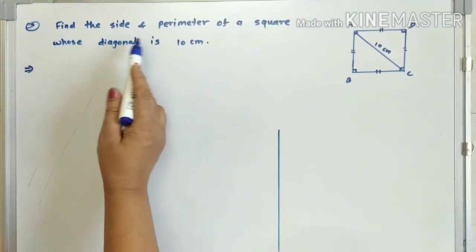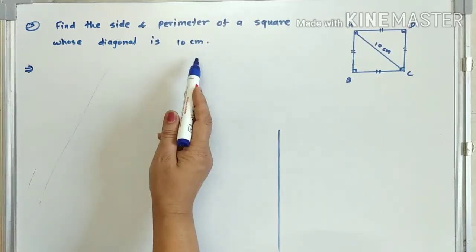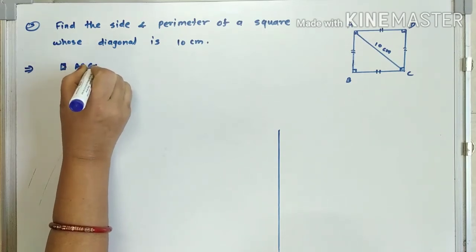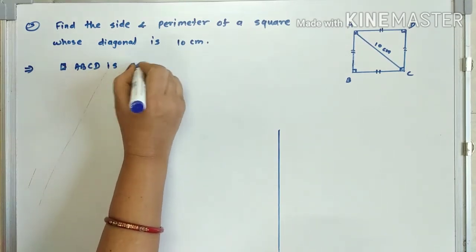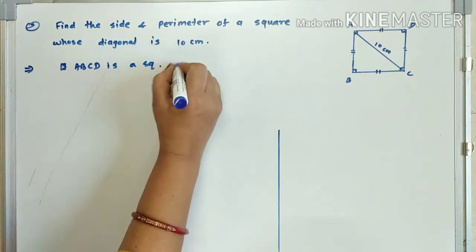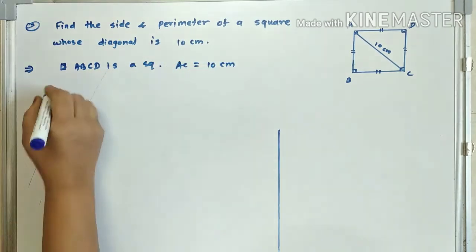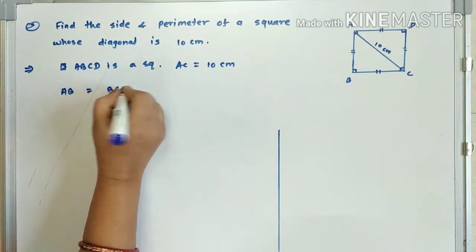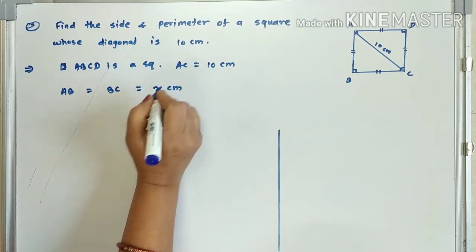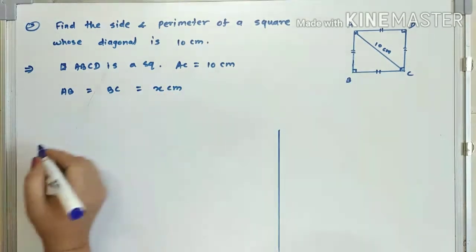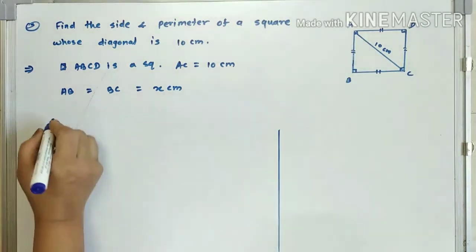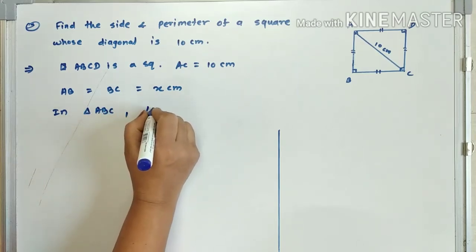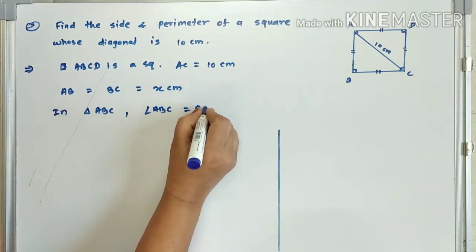Next problem: find the side and perimeter of a square whose diagonal is 10 centimeters. So ABCD is a square and AC equals 10 centimeters. We will take X for side AB equals BC equals X centimeters. To find this side BC, we use the Pythagoras theorem in triangle ABC. So in triangle ABC, angle ABC equals 90 degrees.